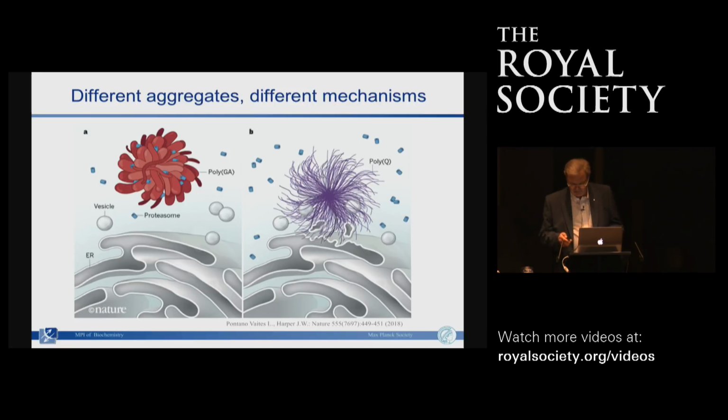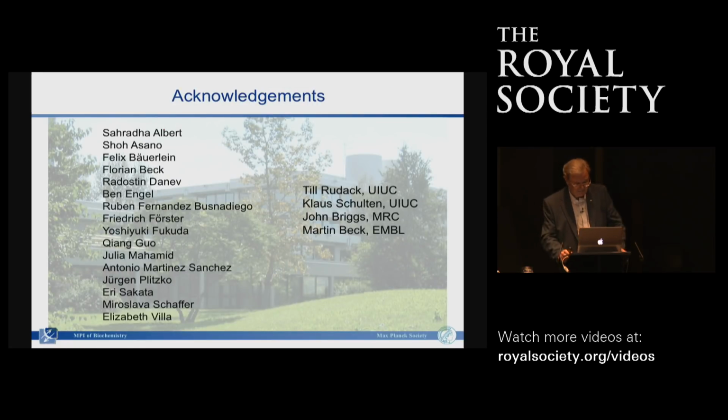So that is our interpretation. Now that brings me to the end. I think the work on nuclear and endoplasmic reticulum is the work of Sarada Albert and Ben Engel in the lab. The work on the Huntingtin aggregates is the work of Felix Bäuerlein and Ruben. Friedrich Förster contributed a lot to the image processing, subtomogram averaging strategies.